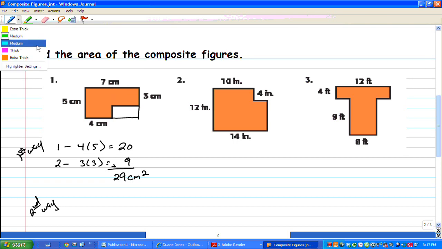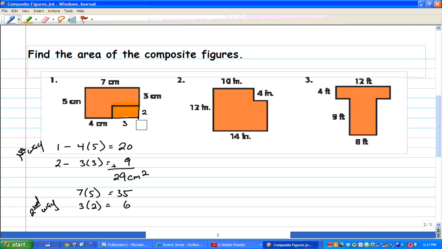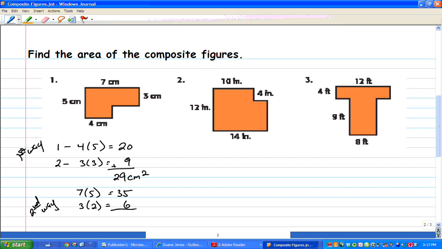So here, let me see if I can get an orangish color. There. I could look at this thing as being a solid rectangle. If it was a solid rectangle, then it would have an area of 7 times 5, which is 35. And then I want to take this portion right here, which would be 3 by 2, and subtract it. So I have 3 times 2 for that little area, and I have 6. I take this little thing and subtract it from the whole thing, and I get 29 centimeters squared. Either way would work, whichever you prefer.